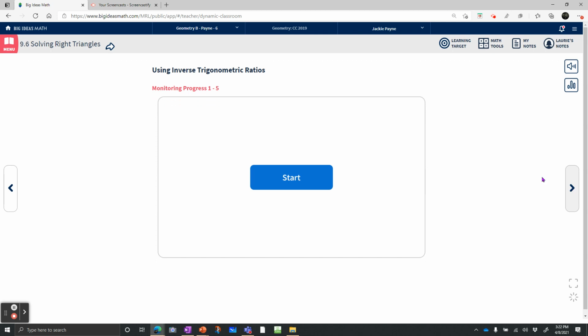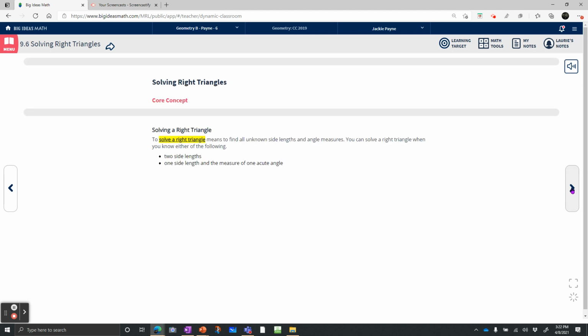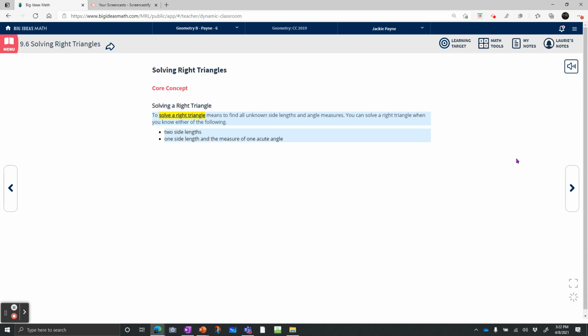Now, these are some examples that we'll do in our notes together. The next concept, or the second part, is to solve a right triangle. Here's what it means. To solve a right triangle means to find all unknown side lengths and angle measures.